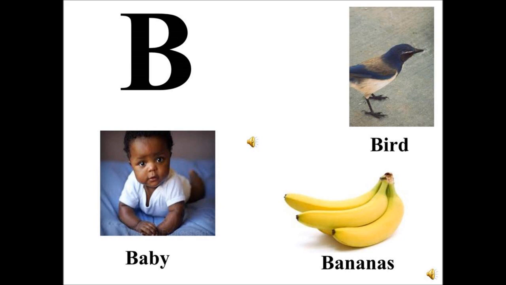What is this alphabet letter? That's the alphabet letter B. That's a picture of a baby. Baby is a B word. Baby. B is the sound of B. Let's spell baby. B-A-B-Y, baby.